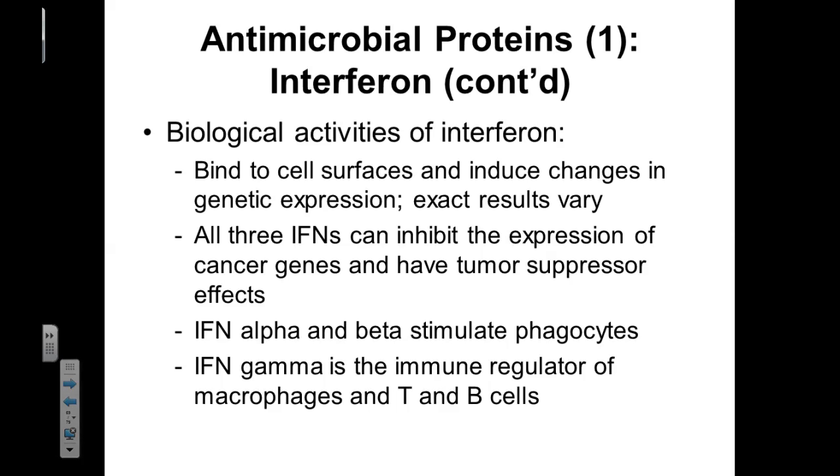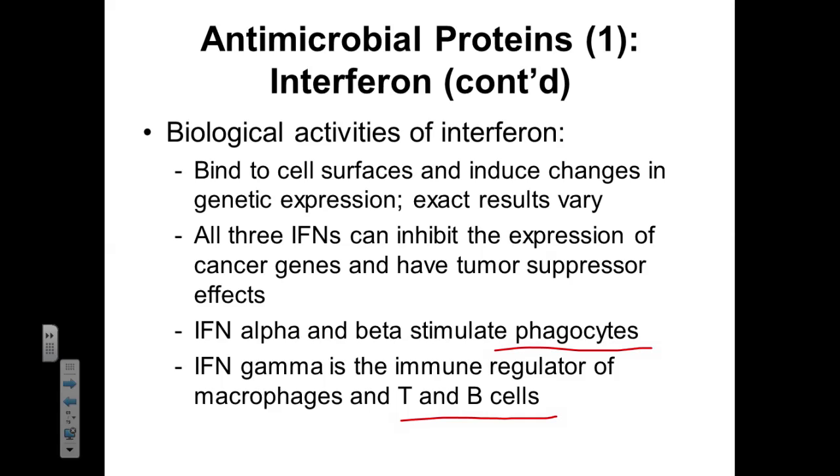So what do these different interferons do? These interferons can bind to the surface of the cells and cause cells to change their genetic expression. Depending on what the interferon is, we can have a slightly different response, but regardless of what interferon we're looking at, they're all going to inhibit the expression of oncogenes, or cancerous genes, and suppress the effects of tumors. Some interferons are going to stimulate phagocytosis, and some interferons are going to help to activate the production of T or B cells.